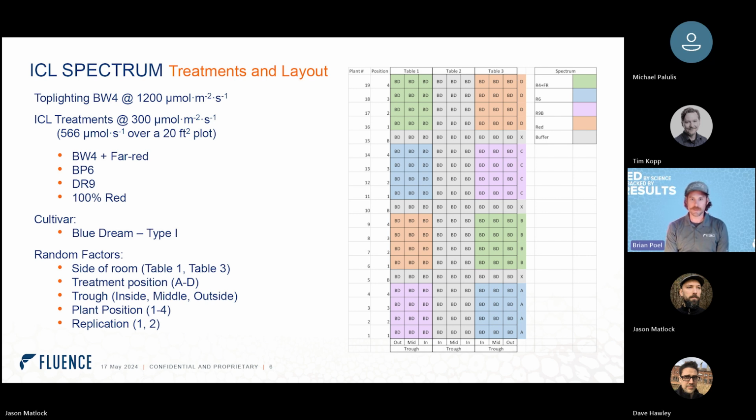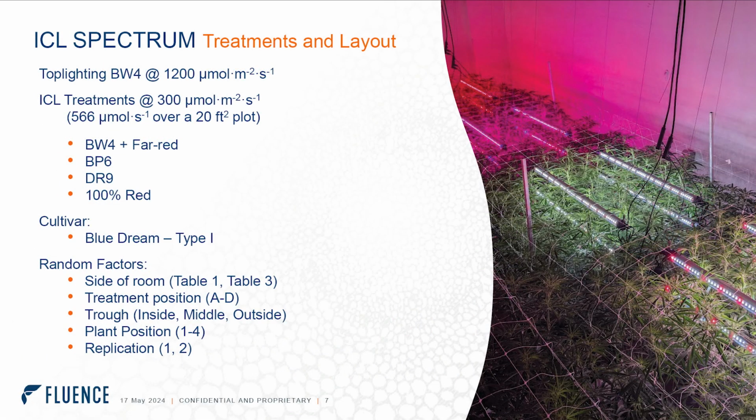So on the right there, I've got the schematic of the layout. We replicated this 4 times throughout the year, and this was in indoor conditions. And this is what it looks like with the top light shut off. You can see our increasing spectra as we go from right to left, from the broad white with far red all the way up to 100% red. Because I'm going through 3 experiments quickly, we'll jump right into the results for this one.